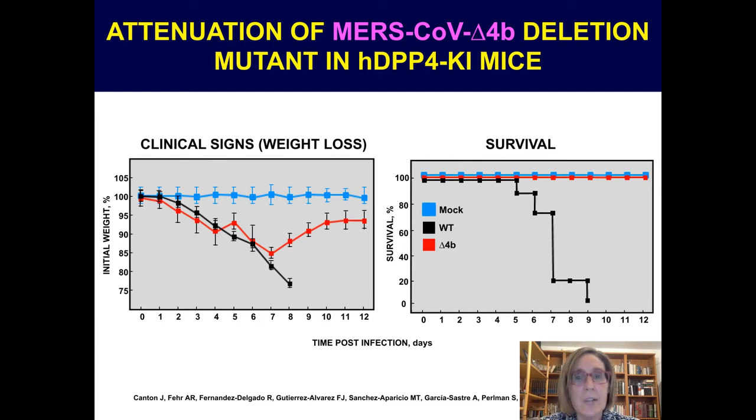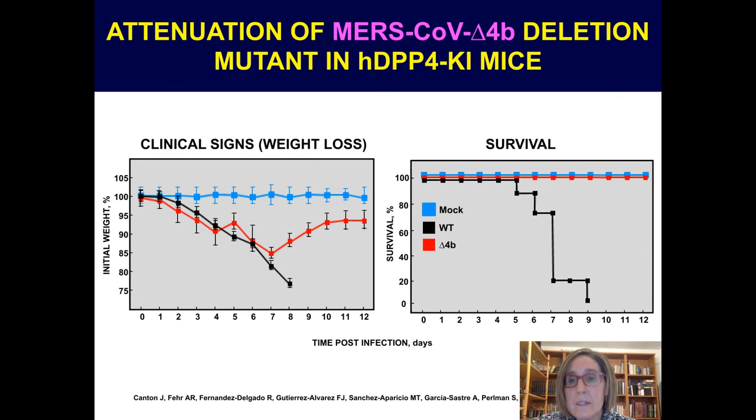To illustrate the contribution of accessory genes to virulence, the deletion mutant MERS-delta-4B was engineered and evaluated in humanized mice for clinical signs, weight loss, and mortality. MERS-delta-4B, as shown in the red line, caused an initial weight loss that was followed by a recovery, in contrast to the severe weight loss produced by the wild-type virus, the black line.